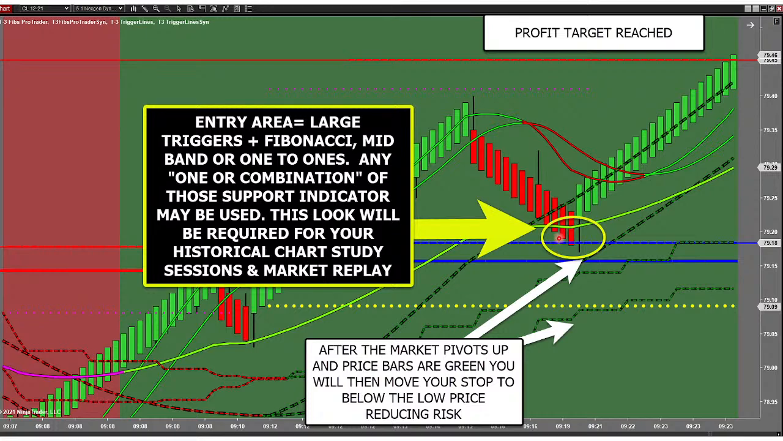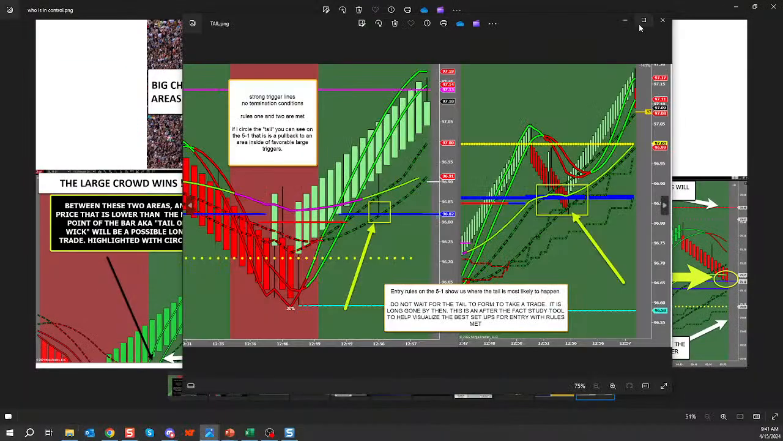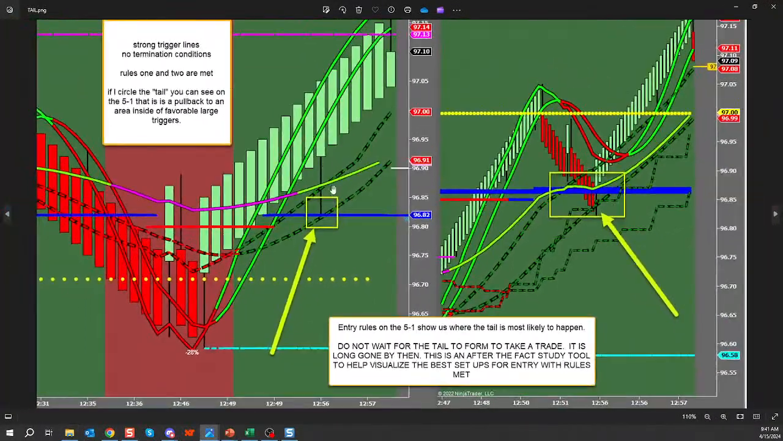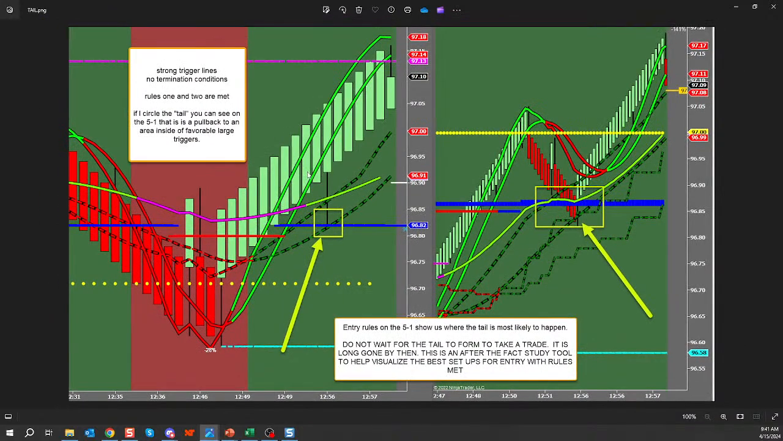My goal for you guys is that you just identify this entry, that you get to the point to where you can look at your charts and understand odds favorable momentum, that you can understand when the path is clear, and that you understand that we don't jump in at the top of the bar. We wait for the pullbacks inside of favorable large triggers, guys. And if you can do this, you'll be amazed at just how many more opportunities you'll see. You'll be absolutely floored at the patterns that you recognize.